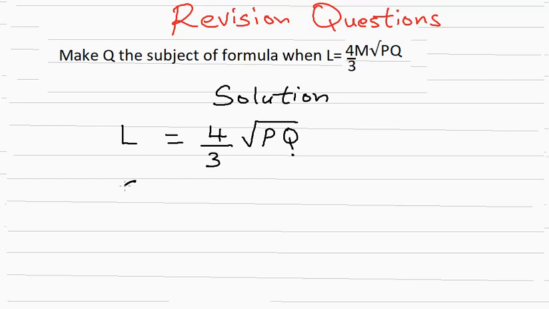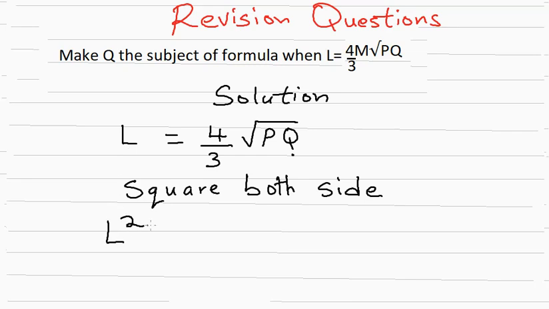So what I would do is to square both sides, because I know very well that square will definitely cancel square root. So I have to square L, that's going to be L squared. I'll have to square 4, which gives me 16. If I square 3, I will have 9. Then squaring the square root of PQ, the square cancels the square root, so PQ is now written without the square root. So that's the very first step.